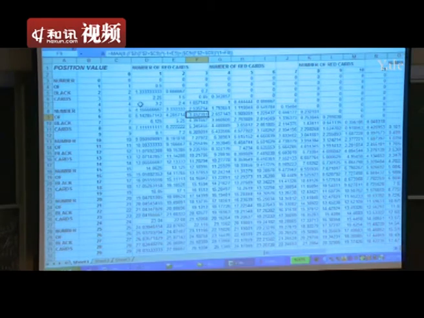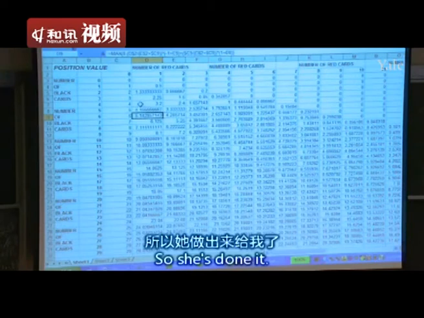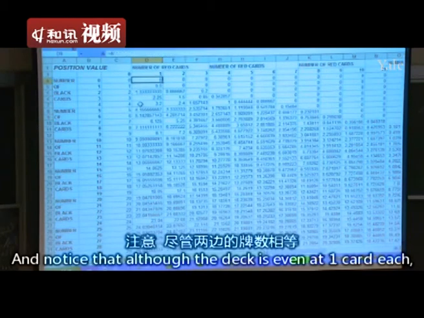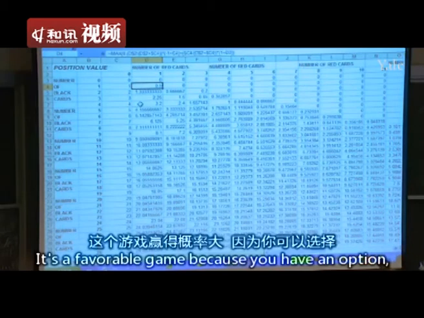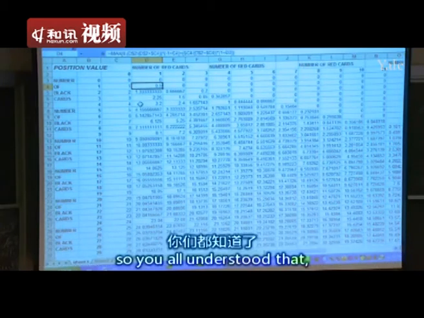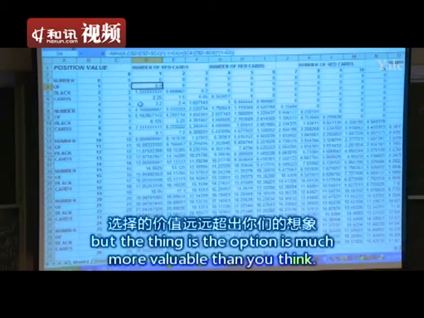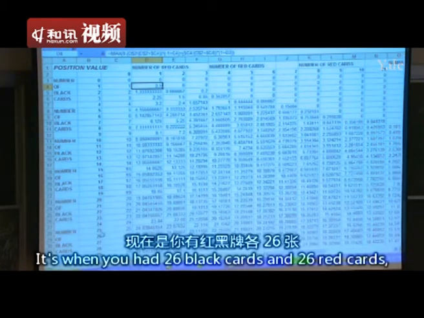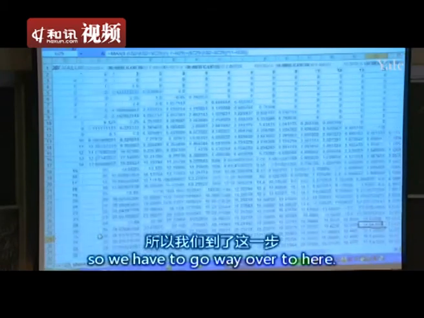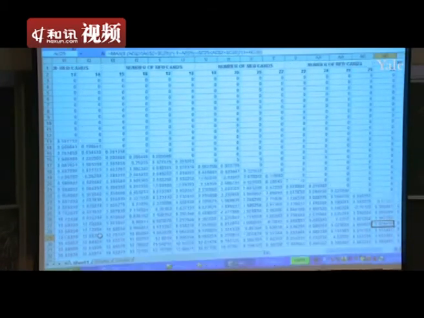Now, so she's done it. And notice that although the deck is even at one card each, so it sounds like a fair game, it's not. It's a favorable game because you have an option. So you all understood that. But the thing is, the option is much more valuable than you think. So let's see what the value of the game is when you had 26 black cards and 26 red cards. So we have to go way over to here.